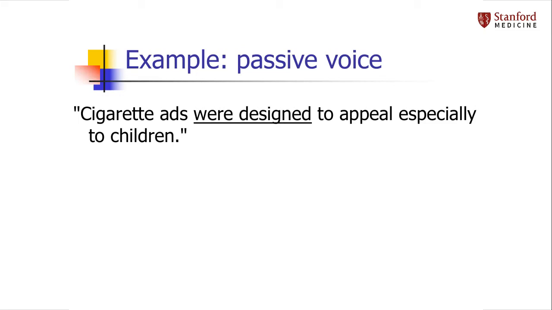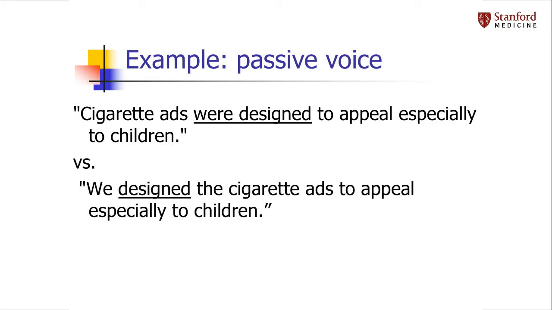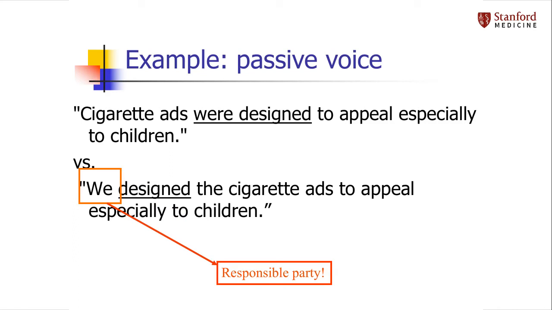You can see why people might want to use the passive voice in some cases, since it takes out the responsible party. Well, contrast that passive voice sentence to the active voice version, which would be something like, we designed the cigarette ads to appeal especially to children. You can see that when you turn things to the active voice, it forces you to call out the responsible party.